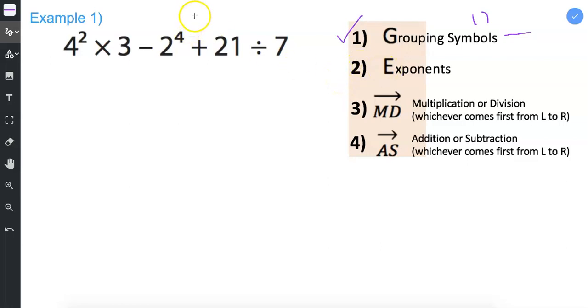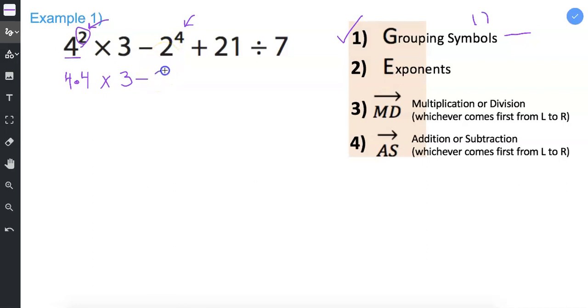Exponents. I do see actually 2 exponents. So the little exponent, the power, tells you how many times to write the base. This larger number is the base. So I record the base 2 times, and I put a multiplication sign in between. Basically, the power tells you how many times to multiply that 2.